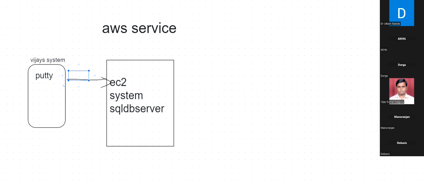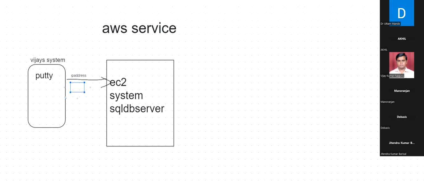So what are the two things he has given at that particular time? One is the IP address. What is the other one, Badri? The key file. Key file, right? So using the key file and IP address, he connected with the EC2 system.